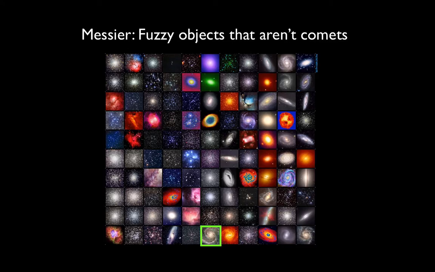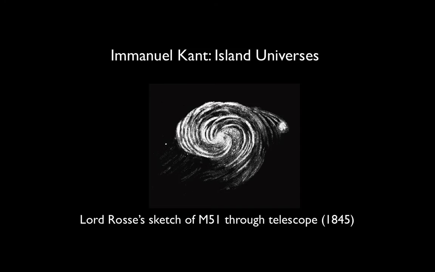But some of these objects don't quite look like the others. So this here is the first recorded sketch of M51 through a telescope. This was done by Lord Rosse in 1845, and he really captured the spiral arms of this nebula very clearly.